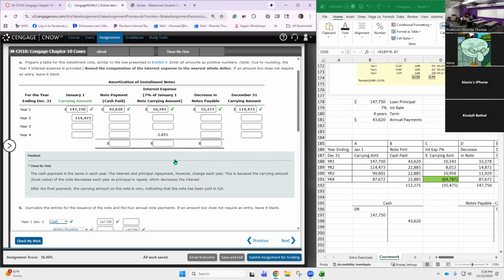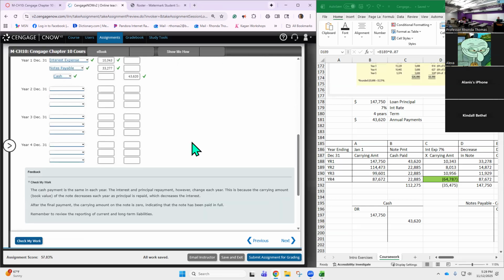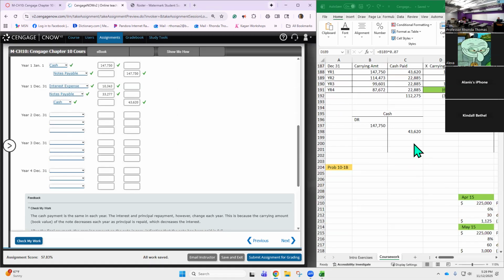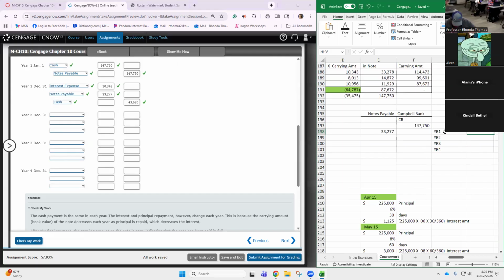And what did we do? We decreased the note payable by 33,277. So the note payable is going down $33,277. Okay, so that should be the entry, and you can actually watch this happen, right? So here's the cash going down, the note payable. Paying down the note is 33,277, and the interest for year 1 is going to go in as 10,343.